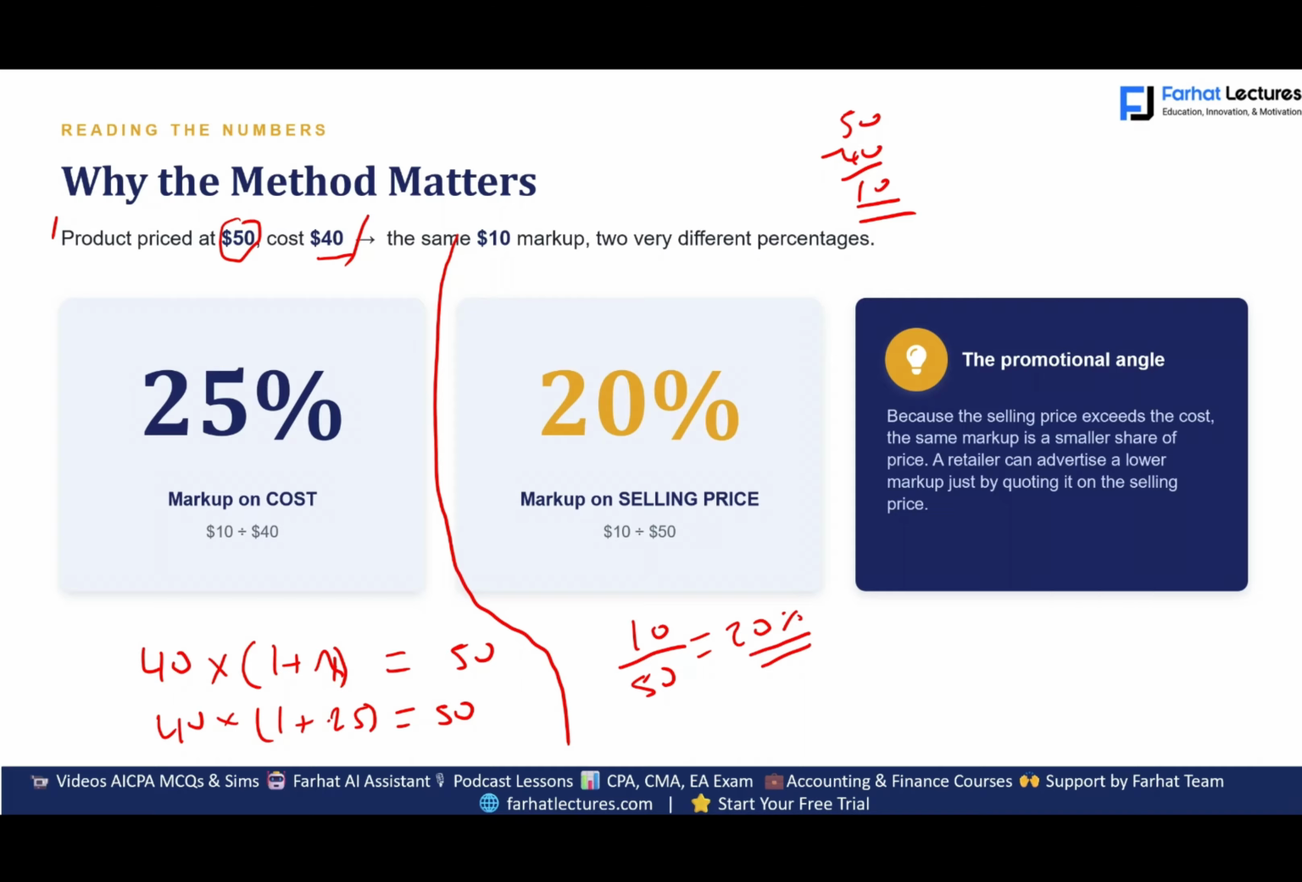So because the selling price exceeds the cost, the same markup is a smaller share, 20%. A retailer can advertise a lower markup just by quoting it on the selling price. They're making the same profit, but if they said it's a markup on selling price, the percentage is lower. So they look as if they are not charging more than what they should. That's basically what it is.